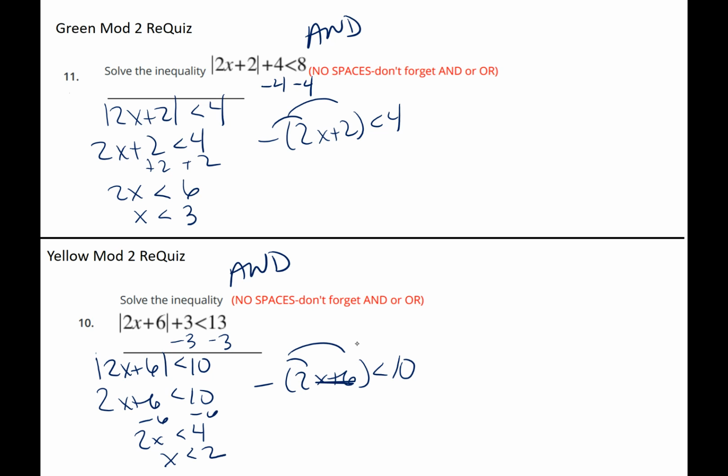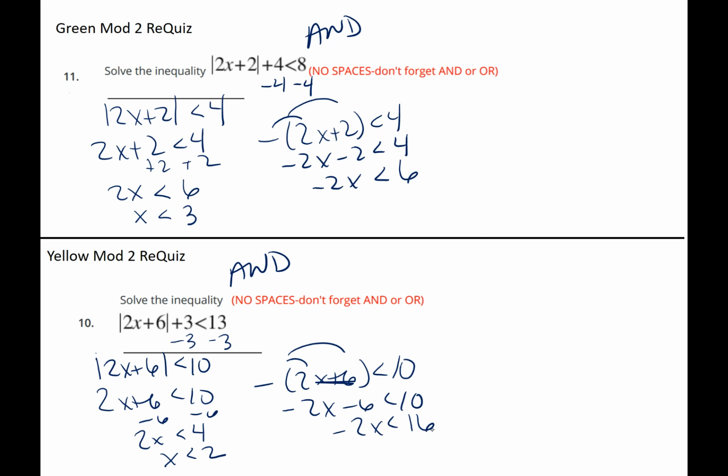And this one we're going to distribute. So you've got negative 2x minus 2 is less than 4. And this one, negative 2x minus 6 is less than 10. So negative 2x, we're adding the 2, so 4 plus 2 is 6. Here we're adding the 6. 6 plus 10 is 16.